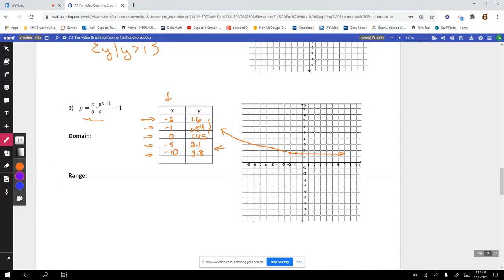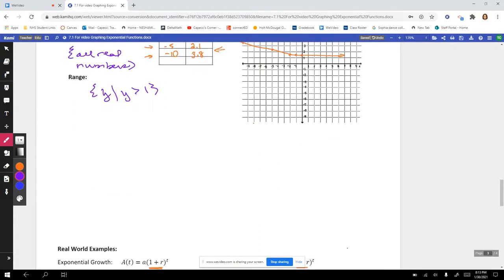So again, in this case, my domain, I do not have any limits, so it's all real numbers. And my range, I can see I'm going to get very, very close to y, but I am not going to touch y. So since I'm not going to touch y, I'm going to say y such that y is greater than 1.